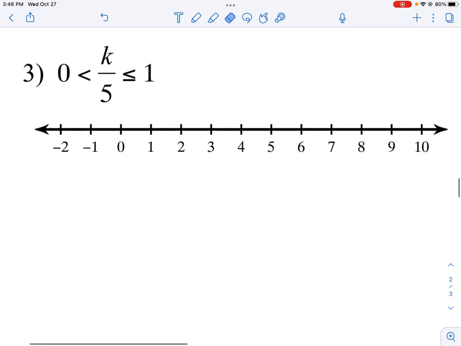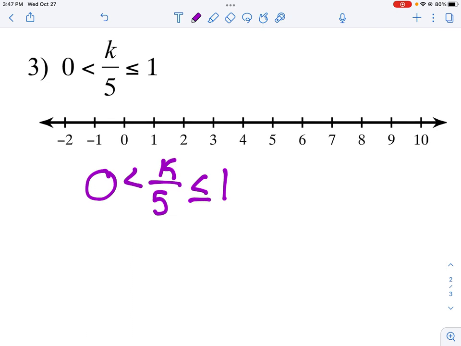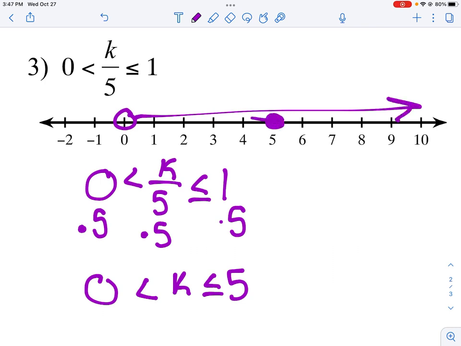So let's look at number 3. And I'm going to keep these ones together. So in this case, I got k divided by 5, so I'm going to multiply by 5. Now what you multiply, you have to do technically times 3, or both sides. So we're going to get 0 is less than k, which is less than or equal to 5. Open circle at 0, and it goes this way. Closed circle at 5, goes this way, and they overlap here.